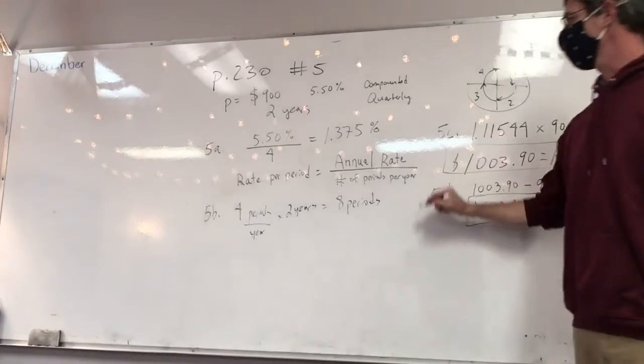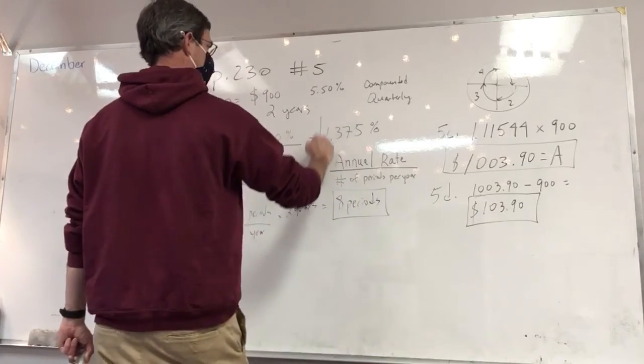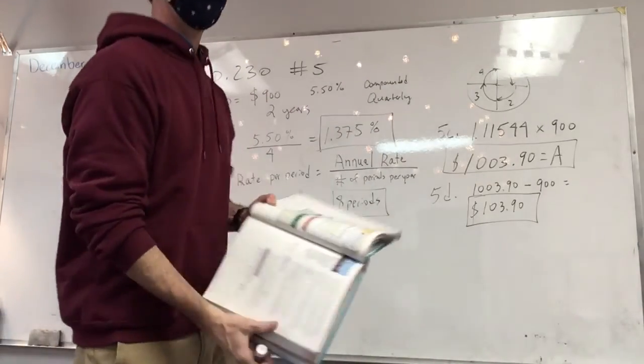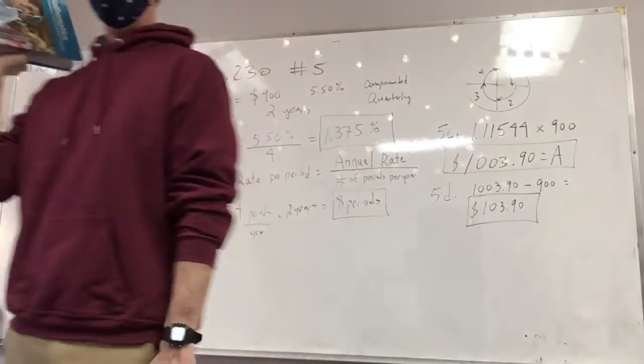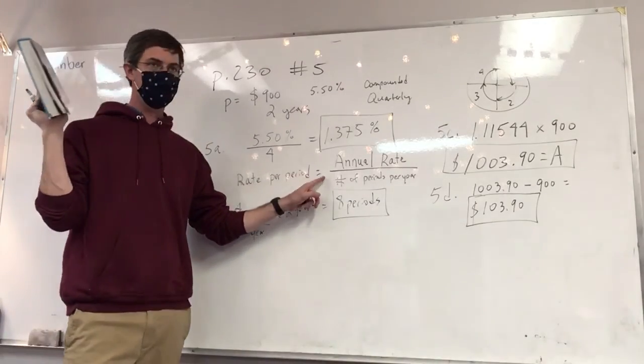5C is like here. 5B was 8 periods, and 5A was 1.375%. It really is easier than the other method with the exponents and all. But you got to make sure. To me, this is the hardest part right here. Okay.